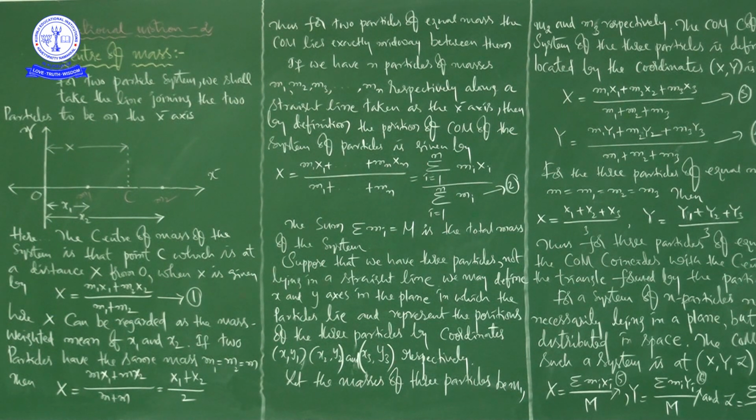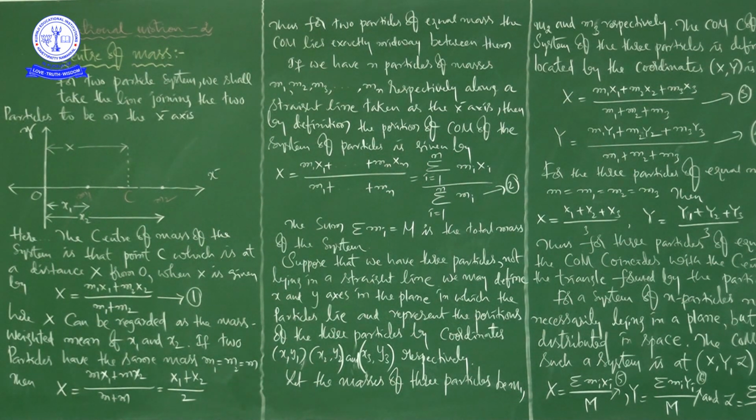Here it was two particles along the x-axis, then n particles along the x-axis. Suppose we have 3 particles not lying in a straight line. We may define x and y axes in the plane in which the particles lie and represent the positions of the 3 particles by the coordinates x1, y1, x2, y2 and x3, y3.